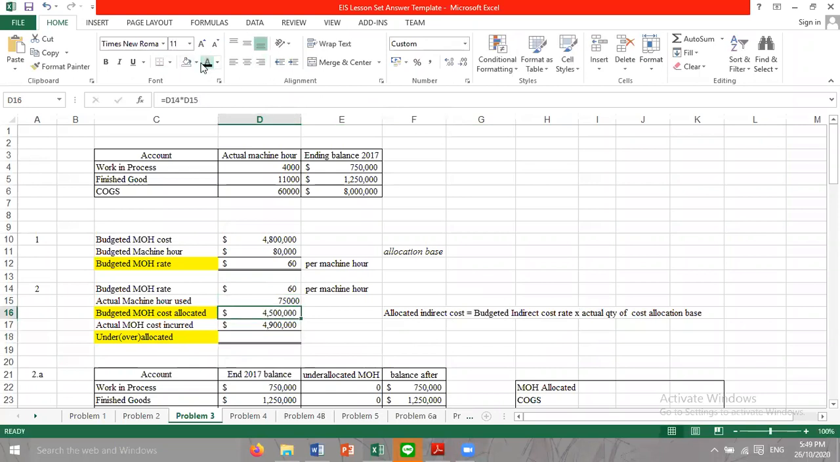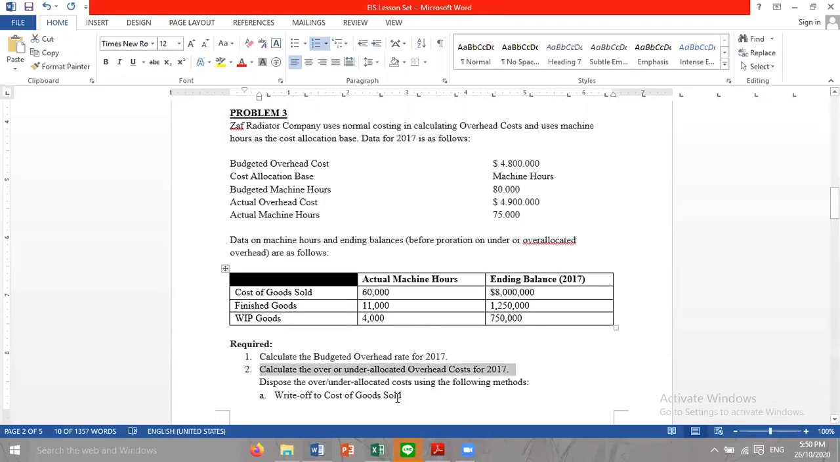In this case, we will get 4,500,000. Now, we have the actual MOH cost incurred of 4,900,000. So the actual cost incurred is 4,900,000, while we only allocated 4,500,000. So we know that this is under allocated by 400,000, or the difference between both of them. So the answer for 2A, or the first part of question 2, is that it is under allocated by 400,000.